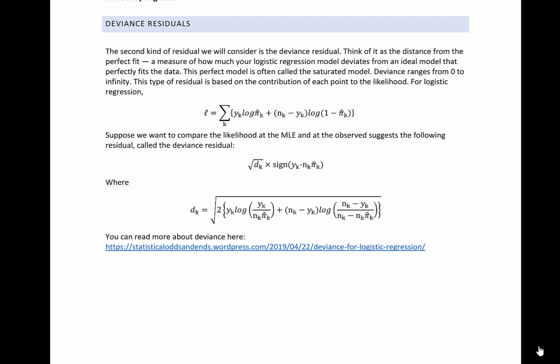This perfect model is often called the saturated model, and deviance ranges from 0 to infinity. This type of residual is based on the contribution of each point to the likelihood, and so for logistic regression, here is the likelihood, and suppose that we want to compare the likelihood at the MLE and at the observed. This would suggest the following residual called the deviance residual. And I've got a link here where you can read more about the deviance residual.